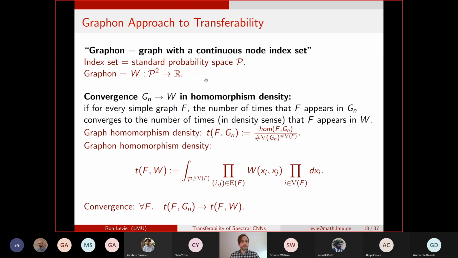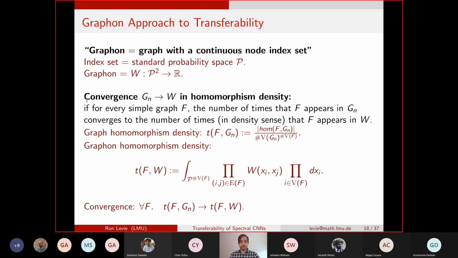So a graphon is a limit object of graphs, and in some sense, a graphon is a graph with a continuous index set of the nodes. So the node index set is a standard probability space. You can think, for example, about the unit interval. And then a graphon, you can think about it as a continuous version of the adjacency matrix. It is a mapping that takes a pair of indices in the continuous index set and returns the weight of the edge between them. And you can also think about the graphon as the continuous version of the graph shift operator.